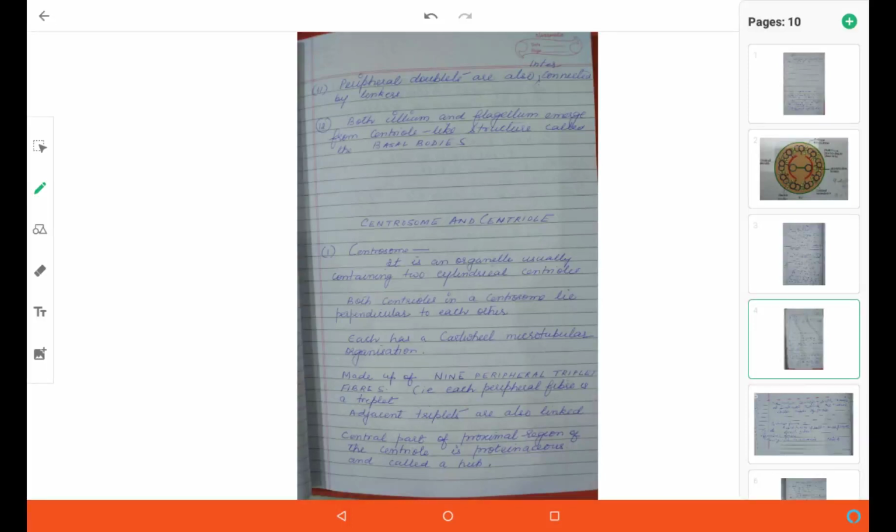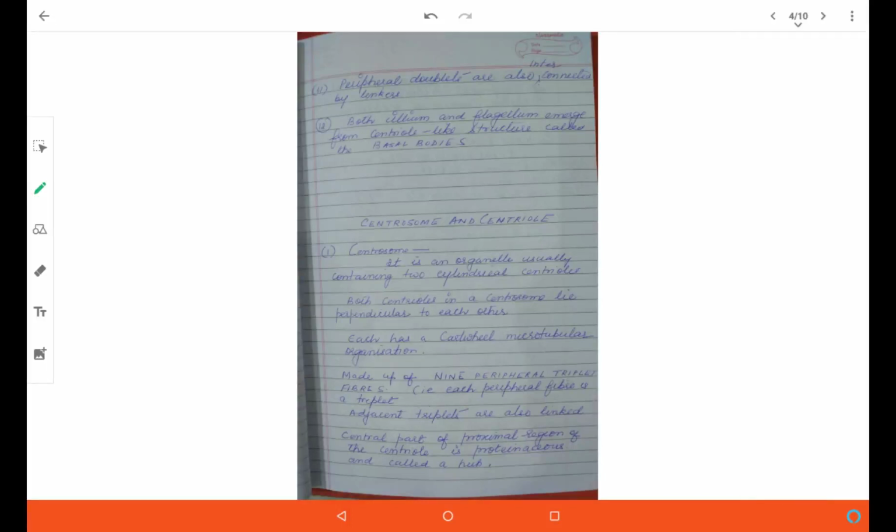Both cilium and flagellum emerge from centriole-like structures called basal bodies, which are present immediately beneath the plasma membrane. They are the mother of cilia and flagella, but their microtubular arrangement is 9 plus 0. However, the microtubule arrangement of cilia and flagella is 9 plus 2. This is the central difference between basal bodies and cilia and flagella.